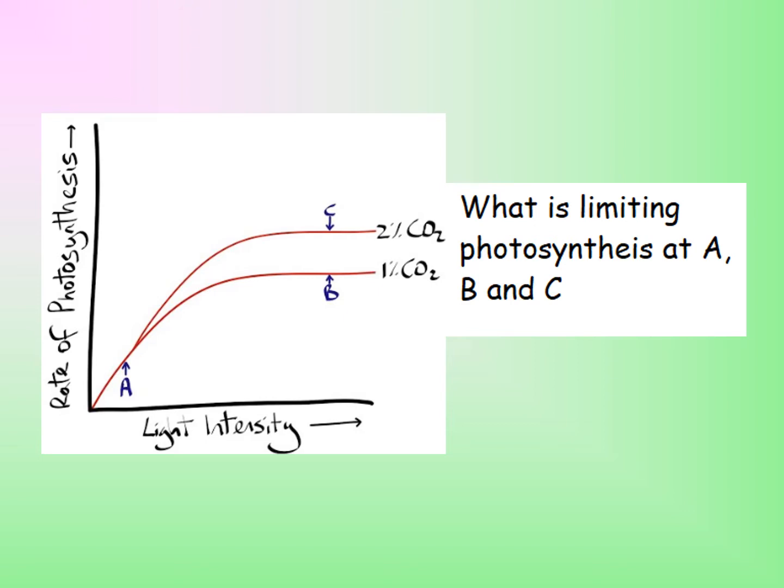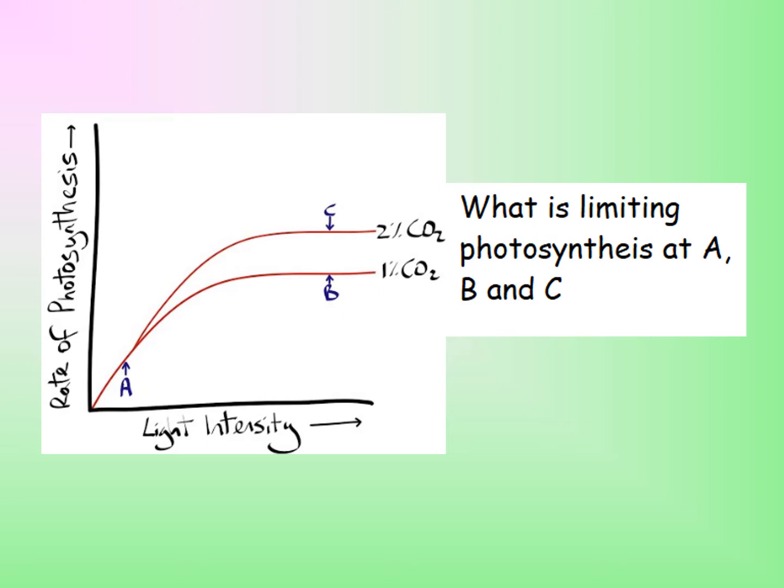Let's look at B. Now we're on the level here. So we know it's not light intensity, because if I increase or decrease light, there's no change. So we'll look at the level above. And what's different? Well, at B, we've got 1% CO2 concentration. At C, it's 2%. So what's holding us back at B, what's limiting photosynthesis, has to be CO2 concentration.